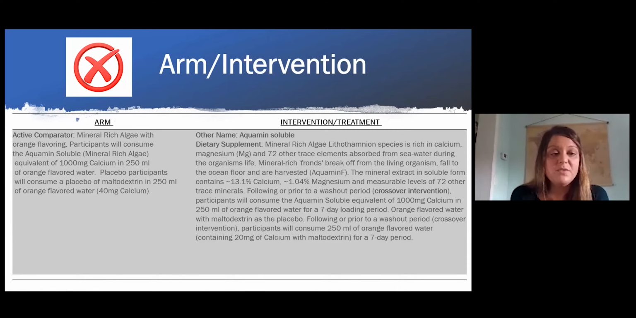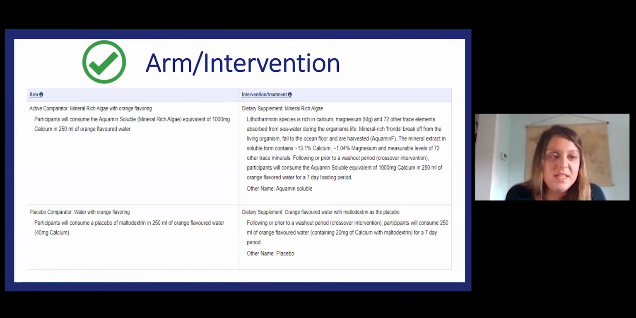And while this information is correct, and there's nothing wrong with the information here, it's the way that it was put into the section. So the active comparator needs to be separated out from the placebo, which is the placebo comparator. And as you can see here, the information was great. They just needed to separate it out, the active comparator, and give the intervention treatment, and then the placebo comparator, and then the intervention and treatment with the placebo.